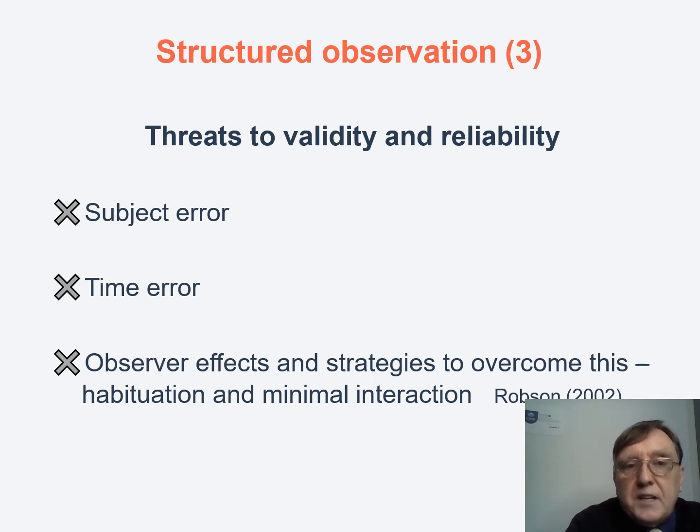So, some threats to validity and reliability: subject error. The person that you're watching, their errors may be not exactly what you were expecting at that particular time. Then the time error, and the observer effects and strategies to overcome this: habituation and minimal interaction. In other words, the more you interact with the person, the more you're going to change how they would probably act without you being there.